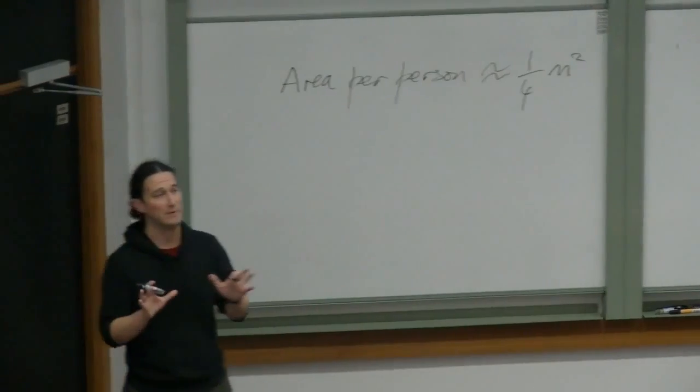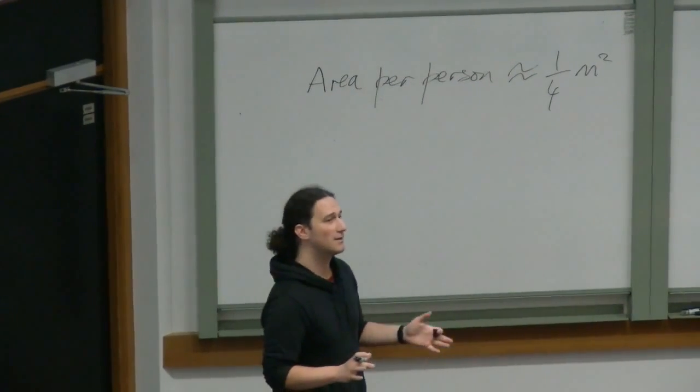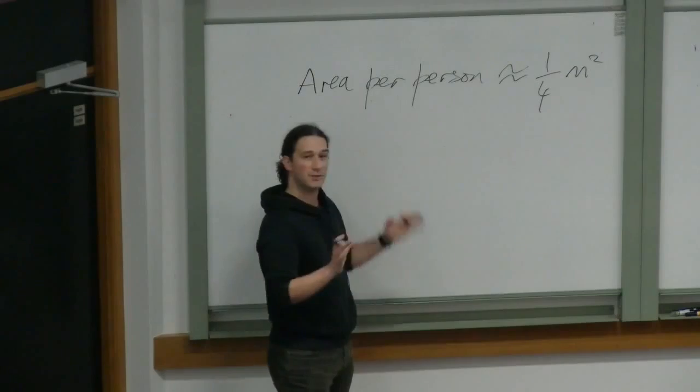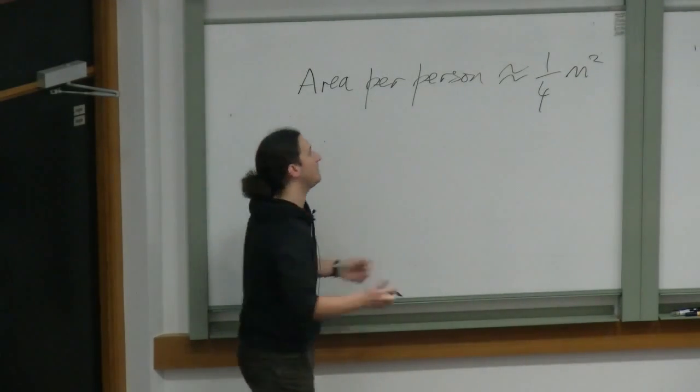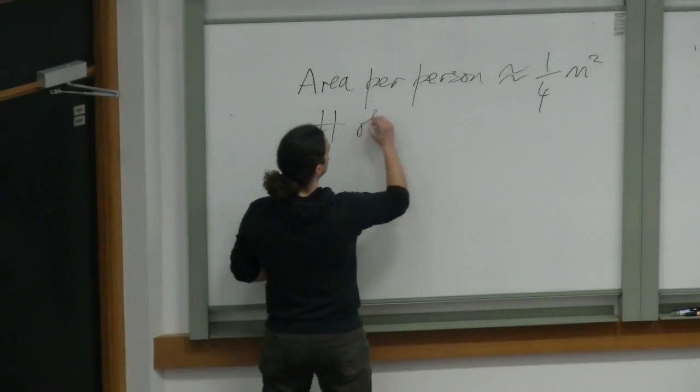Now I just need to know how many people there are in the world. Because if I can, the area per person times the number of people gives me the total area. So how many people are there in the world? What's the number of people?